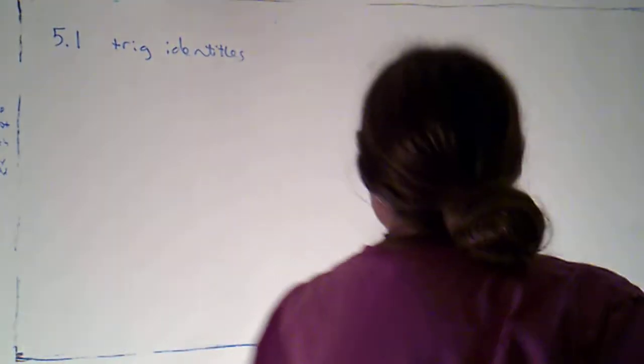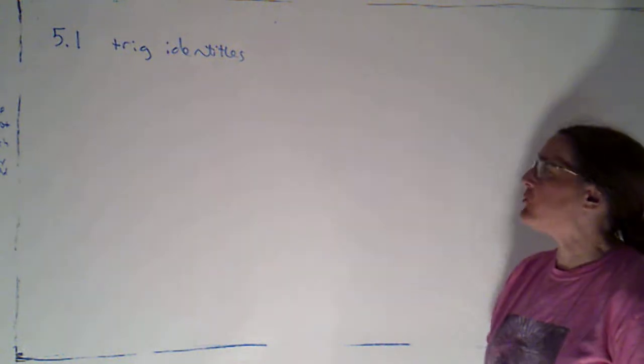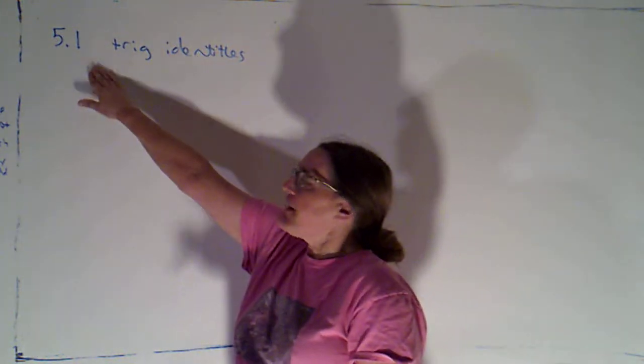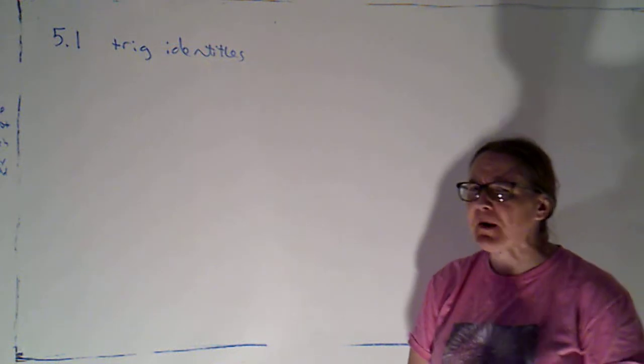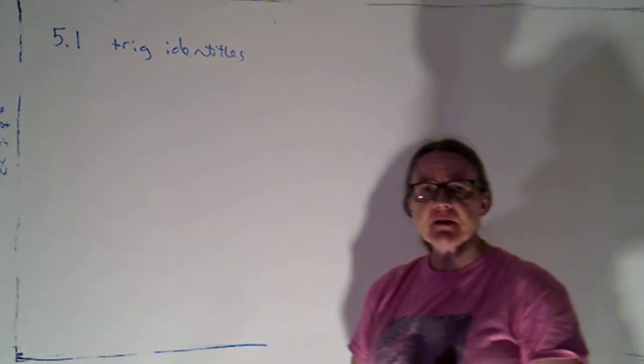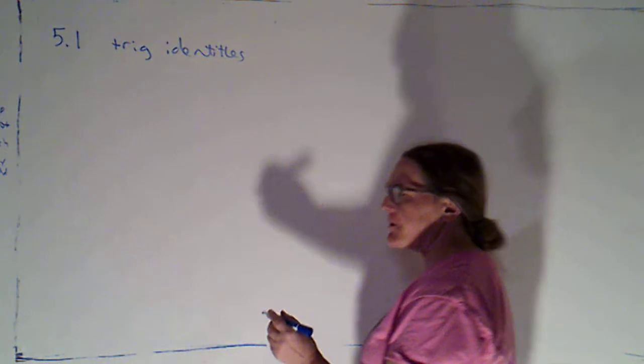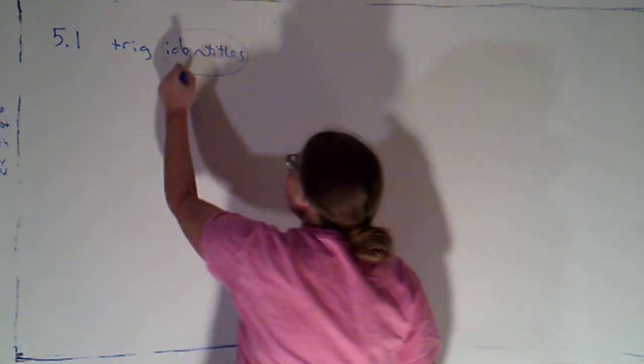Okay, we're starting chapter 5, which is all about trig identities. And in 5.1, we're going to be reviewing some stuff that we covered way back in 1.4, which were some fundamental trig identities. So I want to first of all just remind you of what an identity is.